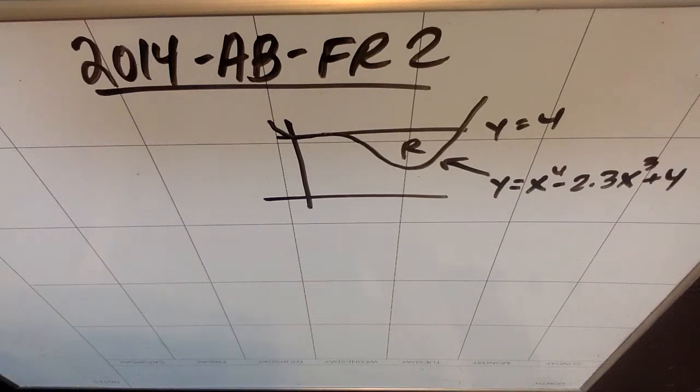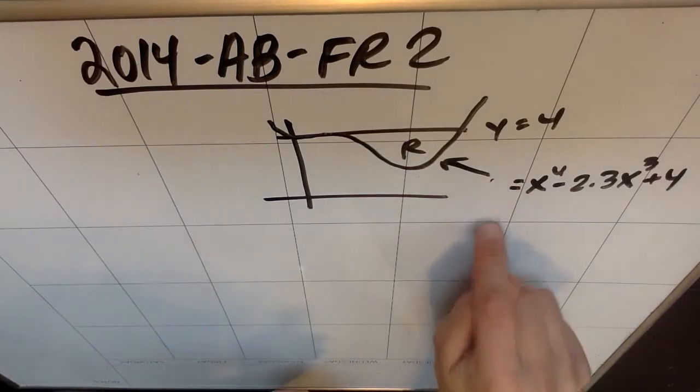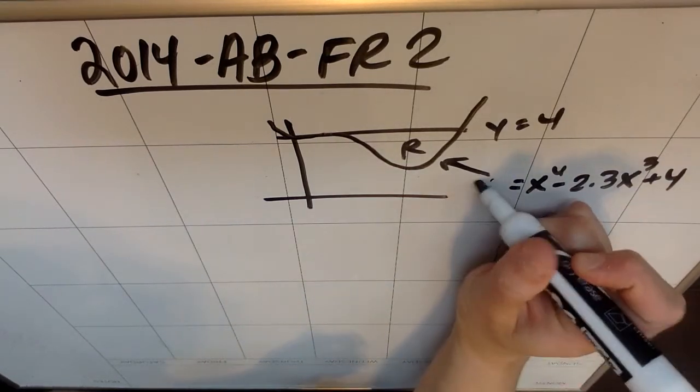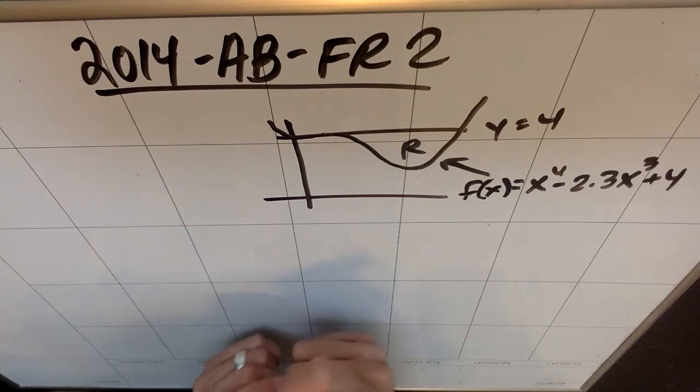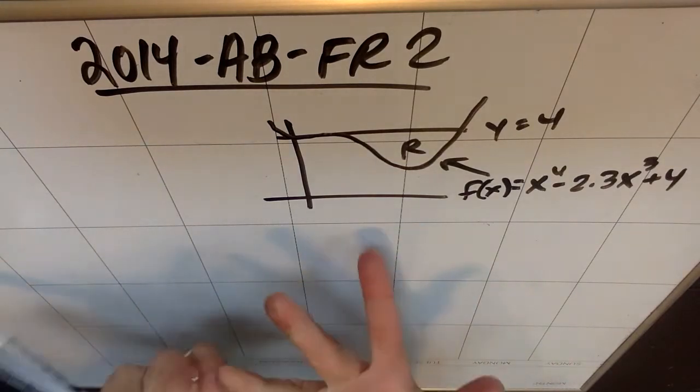At AP Review, this is 2014 AB Free Response 2. Let R be the region enclosed by the graph of, and they did call this one f of x, that was so nice of them, by f of x, which is x to the fourth minus 2.3 x to the third plus 4, and the line y equals 4, as shown in this figure, but also much better on the real AP.